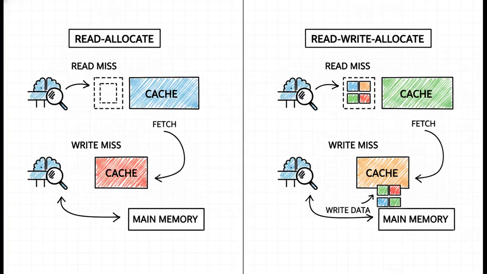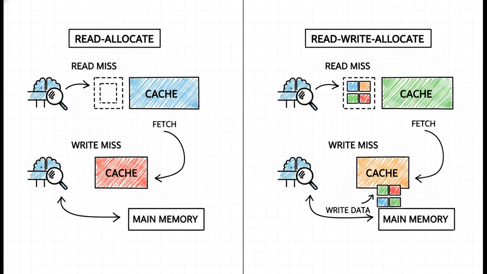So most ARM cores use something called a read-allocate policy. What that means is a new line is only brought into the cache when the processor tries to read data that isn't there. But if the processor tries to write to an address that's not in the cache, the data just gets sent straight to main memory, bypassing the cache completely.